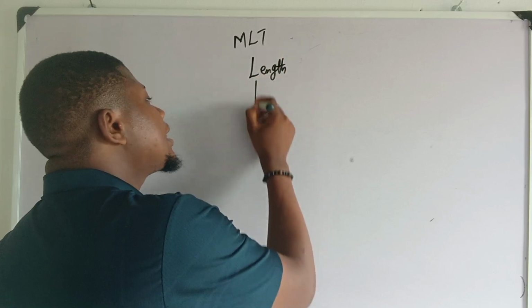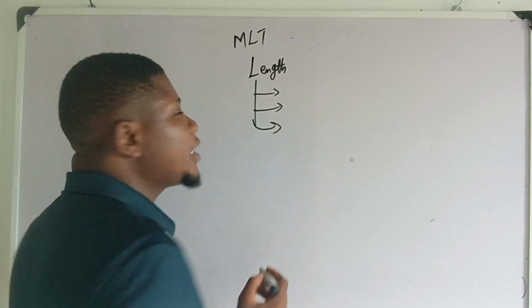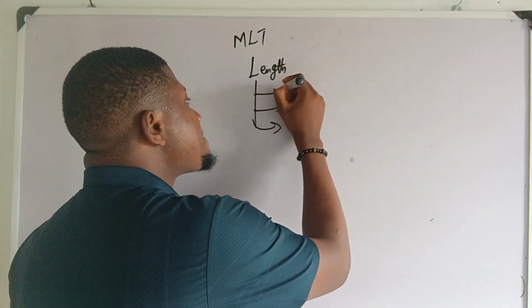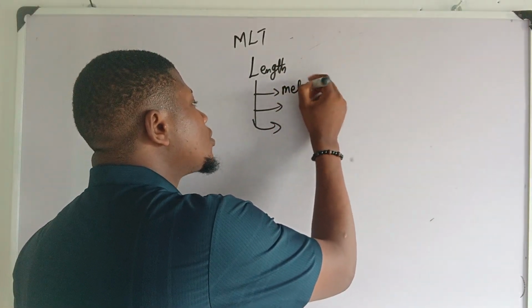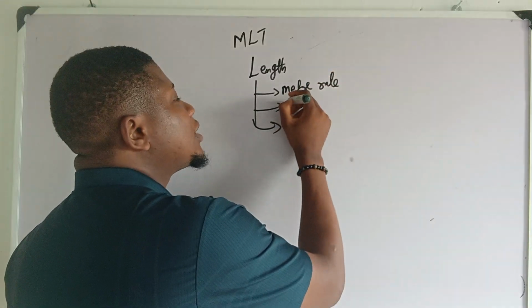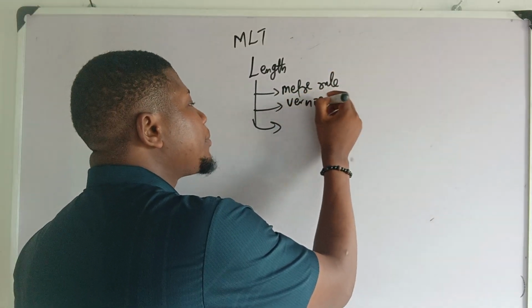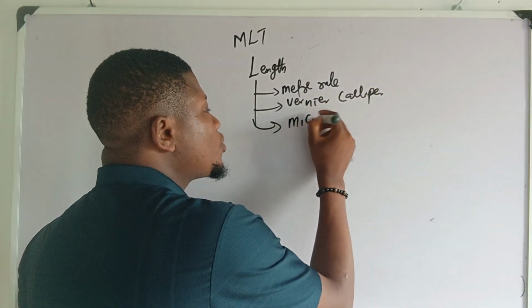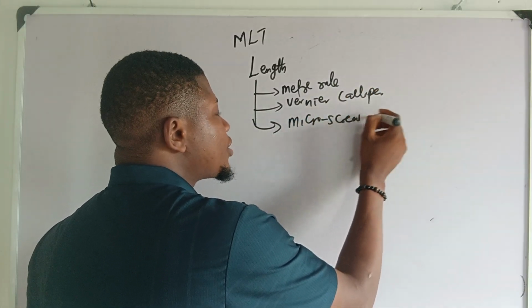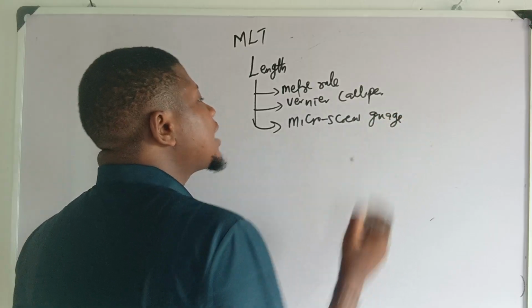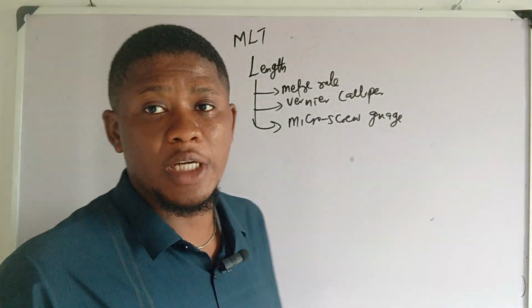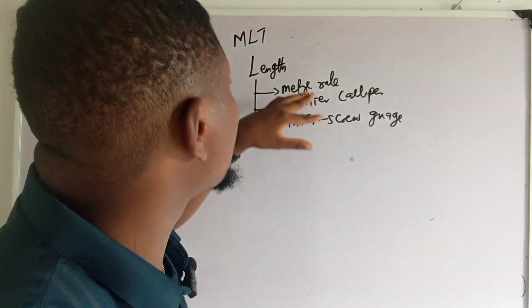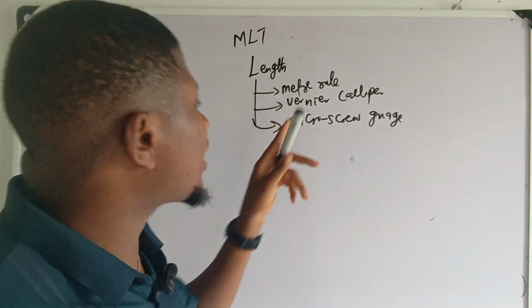Length can be measured with three instruments or equipment. The first one is the meter rule. The second one is the vernier caliper. The third one is the micro screw gauge. So these are the three instruments we use to measure length: meter rule, vernier caliper and micrometer screw gauge.